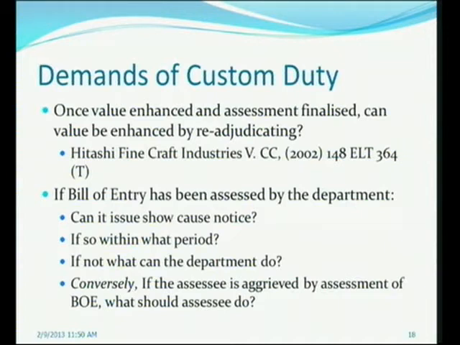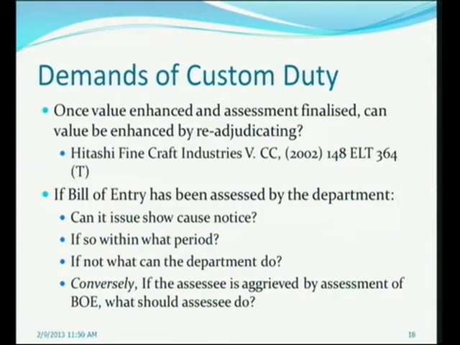Can it issue a show cause? You will understand what I say. Bill of entry, you will understand what I say. In 5 minutes, you'll understand. A bill of entry is there. So, can they issue a show cause notice now, after the bill of entry has been assessed?